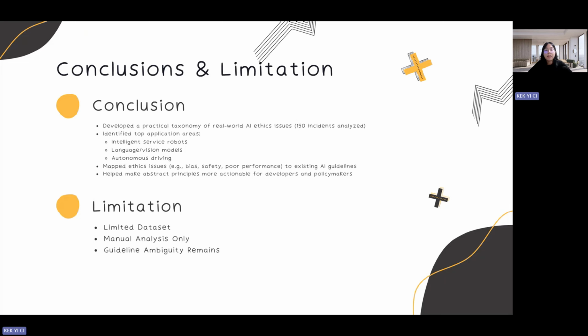However, the study had several limitations. It relied solely on the AI incident database, which may not capture all global incidents. And the analysis was entirely manual, limiting scalability and also introducing subjectivity. And while the research connects the ethics issues to guidelines, those guidelines remain vague, meaning more work is needed to make them clear and implementable.